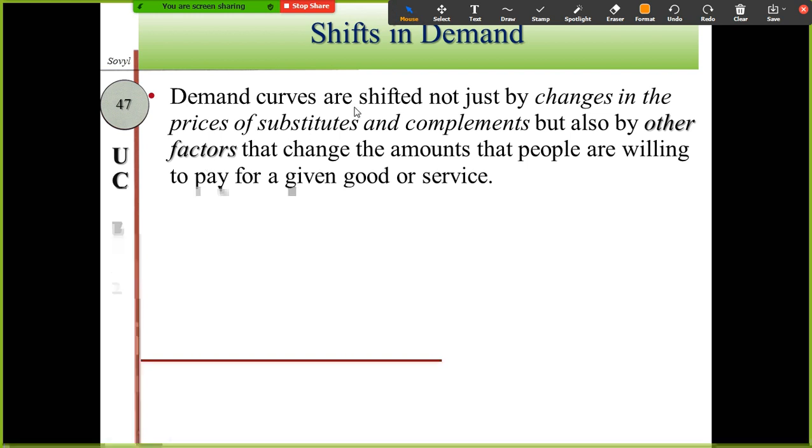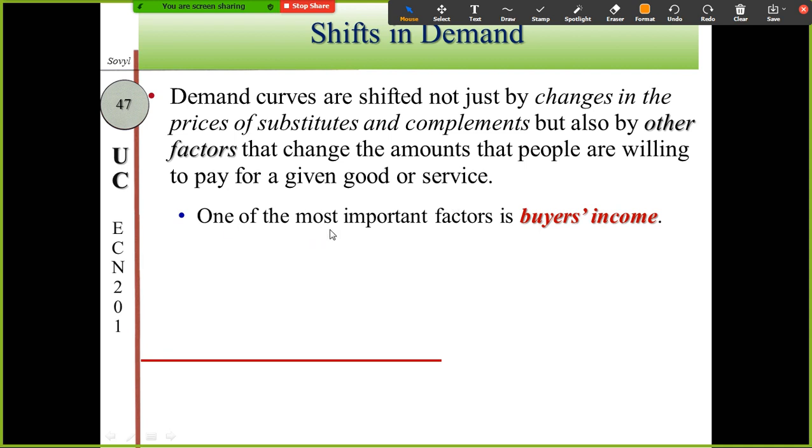Okay. Demand curves are shifted not just by a change in the price of substitutes or the price of complements, but also by other factors that change the amount people are willing to pay for a given good or service. One of the most important factors that makes demand change is your income. So the whole demand curve changes not because of price or substitute goods or complement goods, but because of other factors. The most obvious and important is income, buyer income.